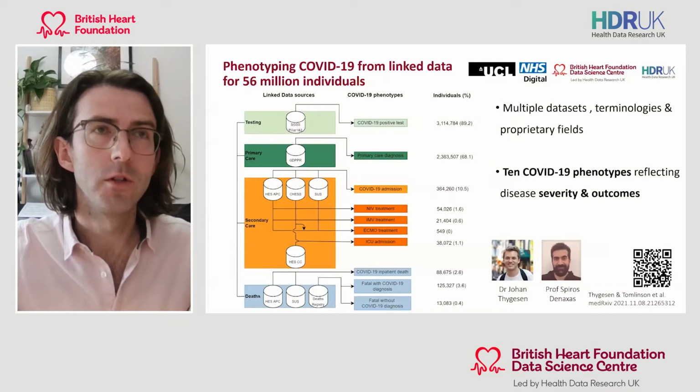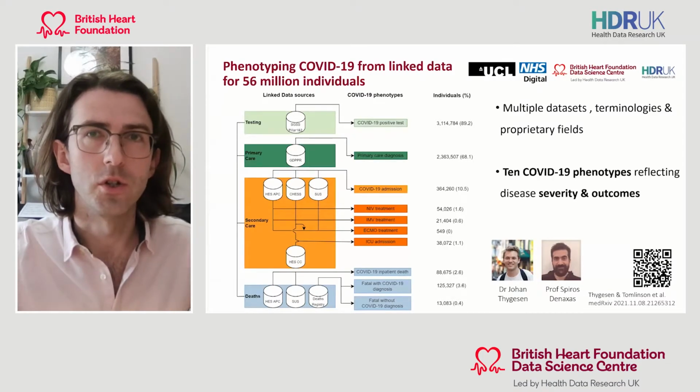So this is a brief overview of the COVID-19 phenotyping process, work carried out with my IHI colleagues, Dr. Johan Tusen and Spiros Danaxis, amongst many other consortium collaborators. We use 7 datasets spanning primary and secondary care with multiple terminologies and proprietary fields to define 10 COVID-19 phenotypes. These span positive tests, primary care diagnoses, hospitalizations, ventilatory support modalities, ICU admission, and death, reflecting disease severity and outcomes. For further details, I'd encourage you to read our preprint via the link and QR code.